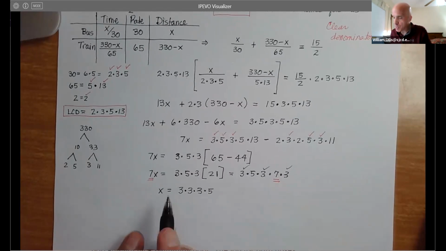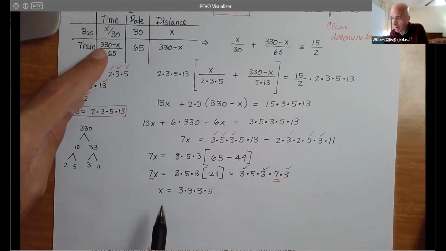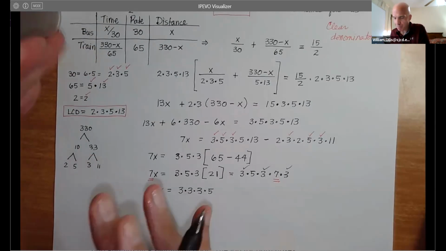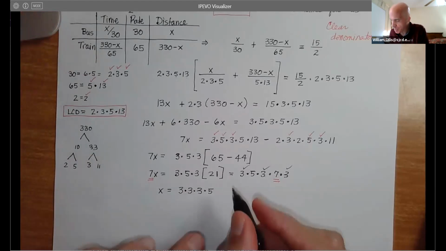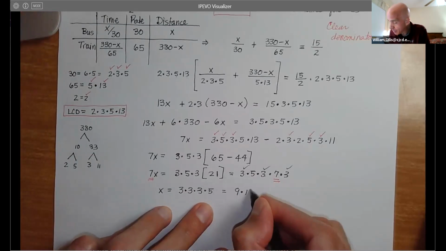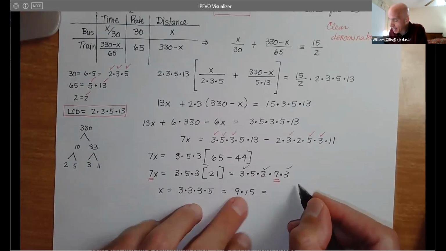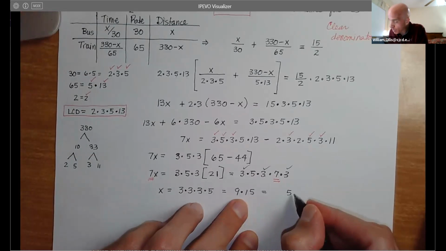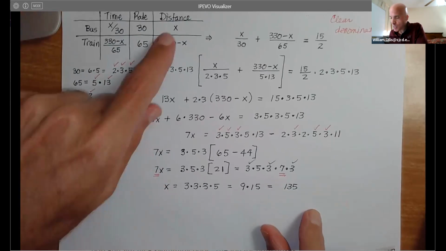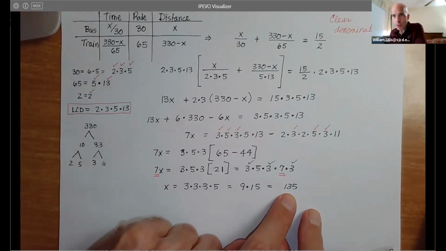Now, notice this is the value of x that goes here, and we need to know the time spent on the train. So we have to subtract that from 330. So let's just go ahead and figure out what this is. We can do the difference, and we don't want to factor that again. We're fine with these numbers. These are easy numbers. So this is going to be 9 times 15. So again, 9 times 5, that's 45, with a 4, that's 135. So now we see that the distance the train travels is 135 miles.